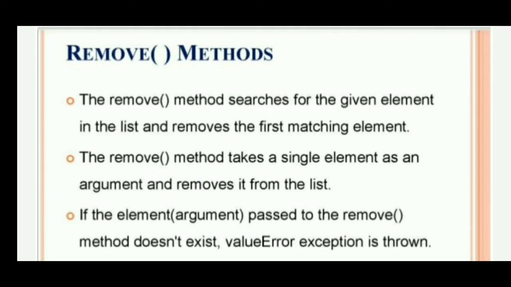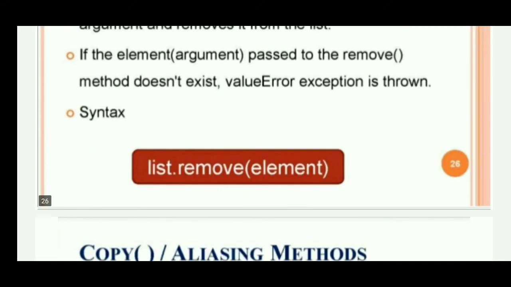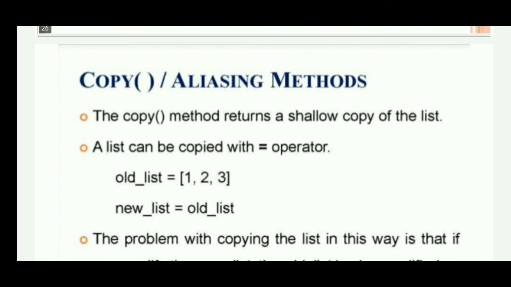Next one, the remove method. The remove method searches for the given element in the list and removes the first matching element. Suppose there is a list which contains numbers 1 2 3 2 4, and I want to write remove(2). It will remove the 2 at the first position after 0. It will not remove the element at the third position because the remove method removes the element at the first occurrence.